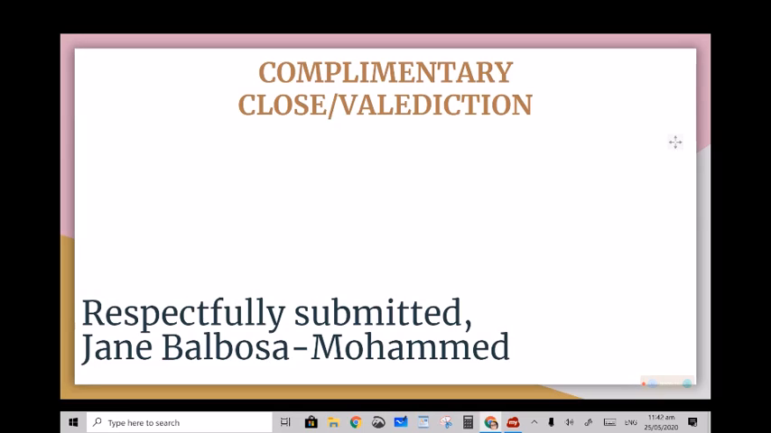And then you have finally what is called your complimentary close or valediction. So that is your closing, and you always use a formal closing. In this case, you can use "Respectfully submitted," followed by punctuation, a comma, and because it is a formal letter, you place your full name at the end. So it is not a friendly letter where you use "Yours truly" or "Your friend." You use a formal closing, and you also write your full name.